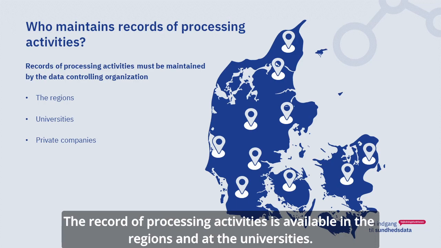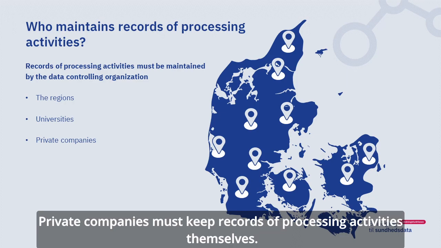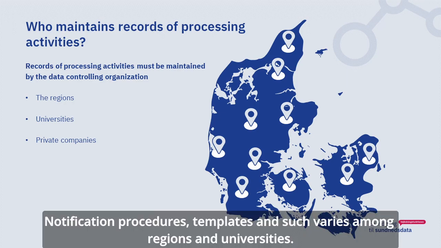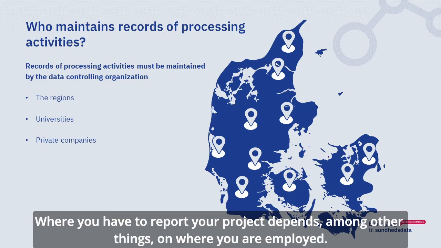The record of processing activities is available in the regions and at the universities. Private companies must keep records of processing activities themselves. Notification procedures, templates, and such vary among regions and universities. Where you have to report your project depends, among other things, on where you are employed.